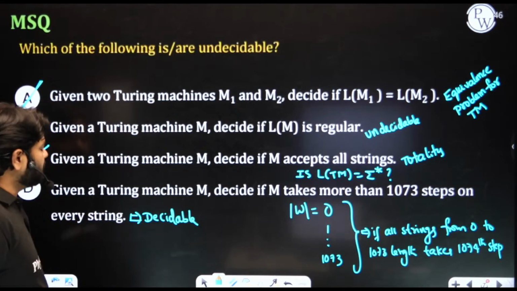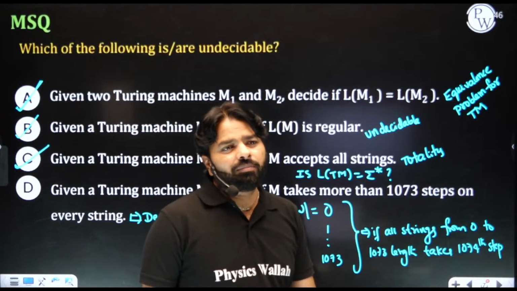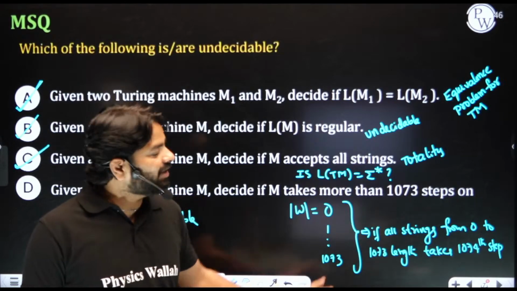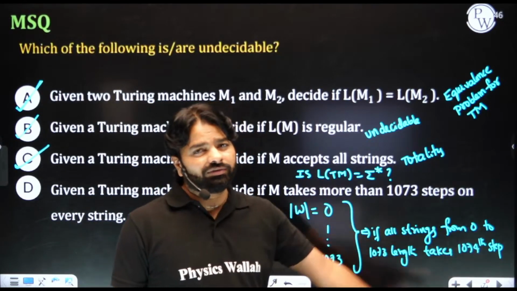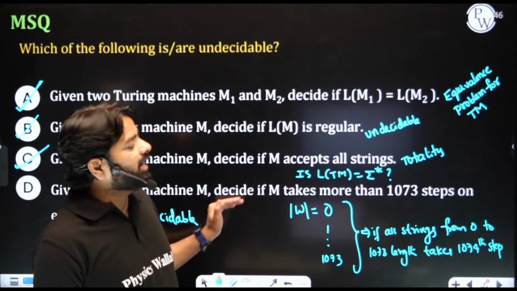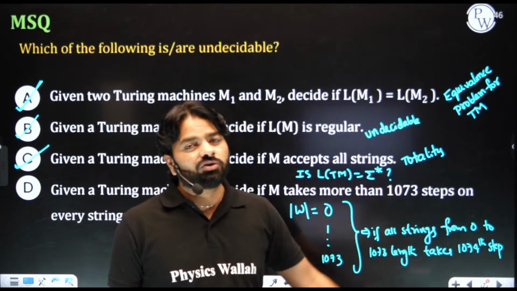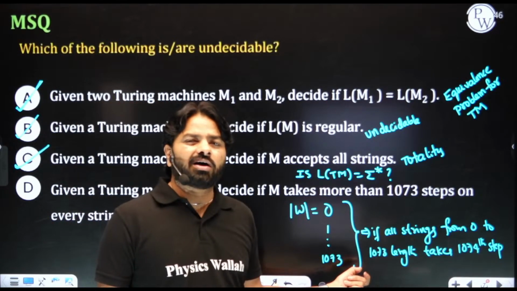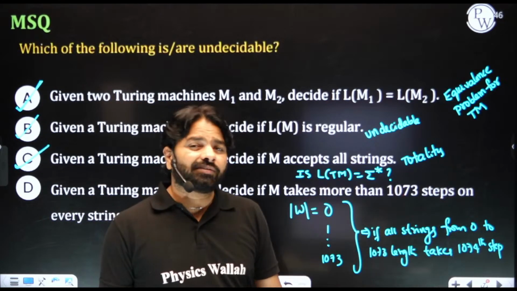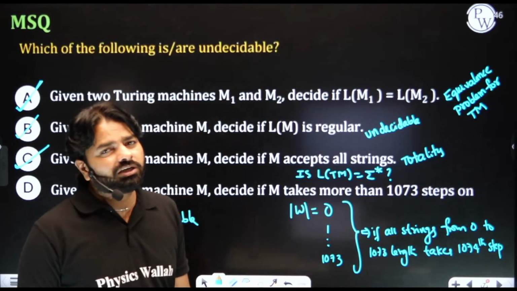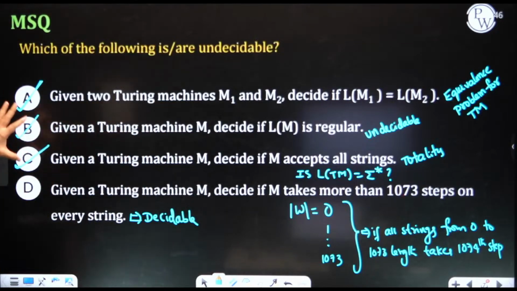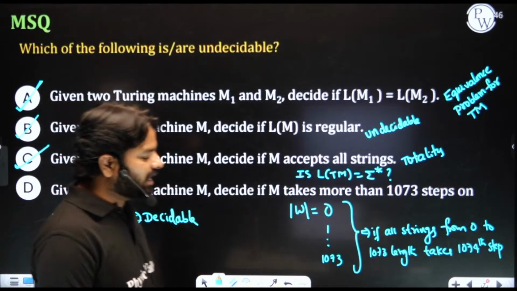Even though the question says every string you have to verify, we don't do that. We do up to 1073 length. We'll verify every string should take the 1074th step to say that the machine takes more than 1073 steps on every string. If any of the strings halts before the 1074th step, that means the machine is not going to satisfy the given property. Yes, A, B, C are undecidable, sorry. D is decidable. Okay.